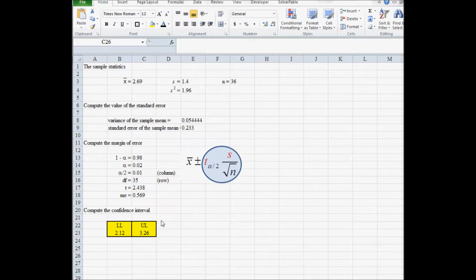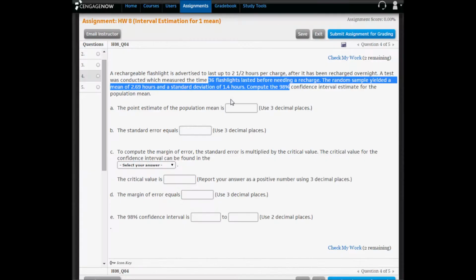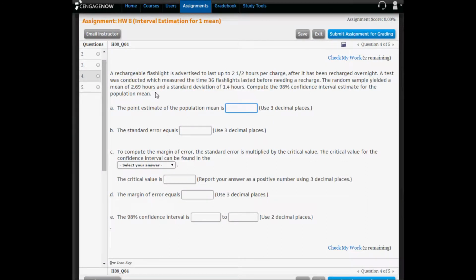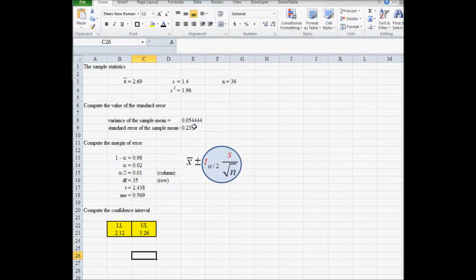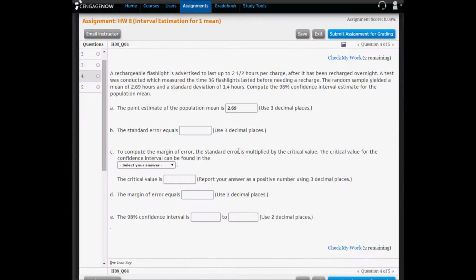Next, we're going to copy this information into Cengage Now. So let's go back to Cengage Now. We need to get the point estimate of the population mean. Well, that is just the sample mean, x bar. The standard error equals 0.233 to 3 decimal places. Part A was to 3 decimal places, so we're going to add a 0.